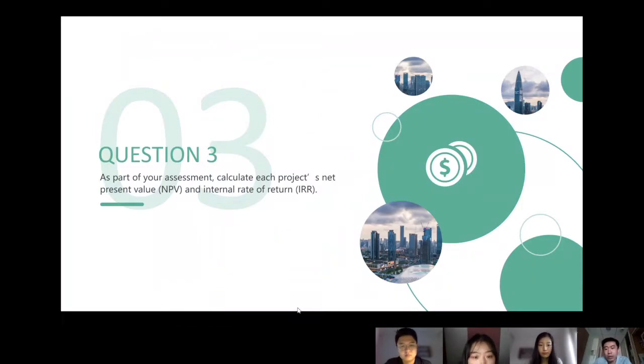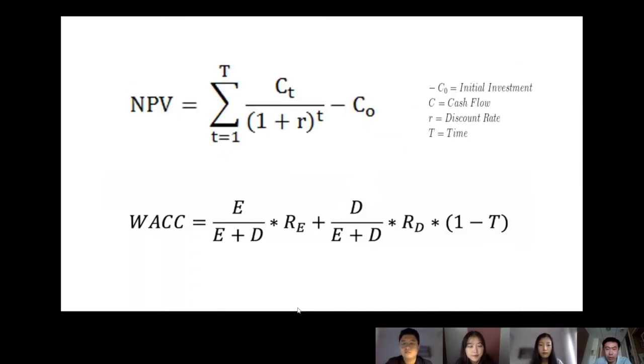Okay, I will calculate net present value and internal rate of return based on the data in the balance sheet and the case. NPV is the difference between the present value of cash inflow and the present value of cash outflow over a period of time. We know that we need the discount rate to calculate NPV. In the case, we use WACC as our discount rate, and the formula is in the slide. It's equal to equity divided by equity plus debt, multiplied by cost of equity, plus debt divided by equity plus debt, multiplied by after-tax cost of debt.